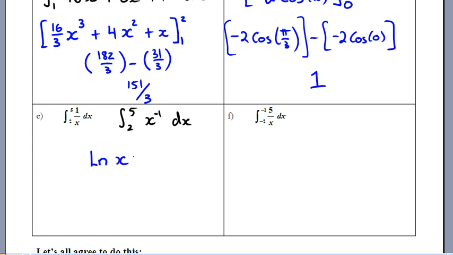So we're going to take ln x and then evaluate it at 2 and 5. With the final one, subtract the first one. Now I'm going to leave that there just for a minute. We're going to change it slightly, but I'm going to leave that there for a minute and then look at this next one. Okay, so we're finding the area under the curve, 5 over x, from -2 to -1.